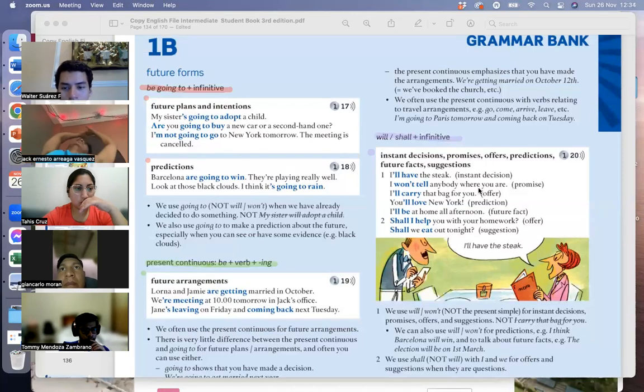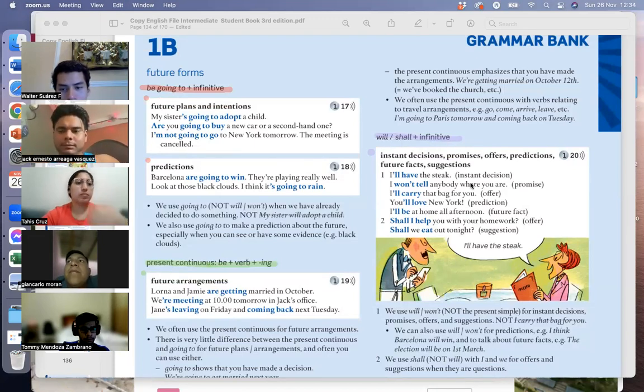I won't tell anybody where you are. Okay, so again, here you have a promise. I promise you that I will not. In the future, I will not. We're talking to you right now. I'm talking to Lizzie right now, or I'm talking to Giancarlo right now, and I'm saying, Giancarlo, I will not tell anybody about this. Okay, so this is my promise. That's why when we're talking about promises, we also should be using will plus the infinitive.